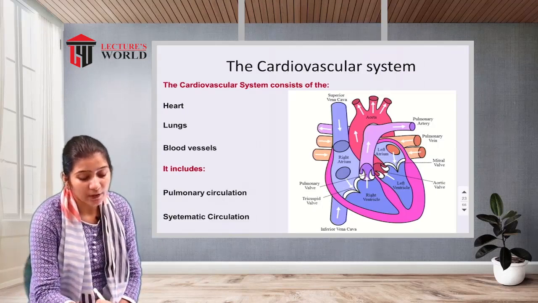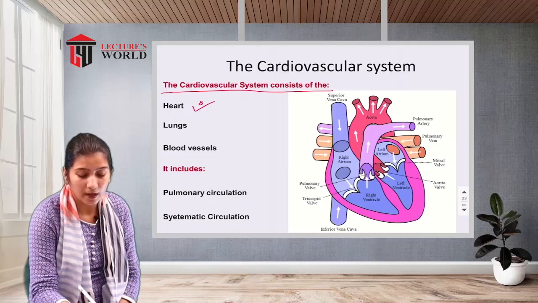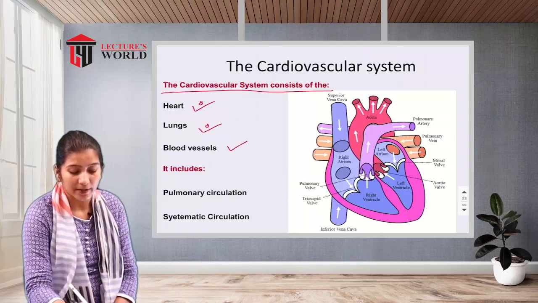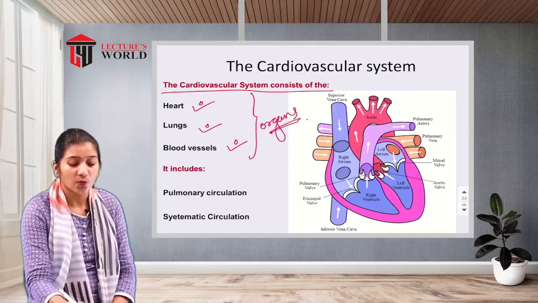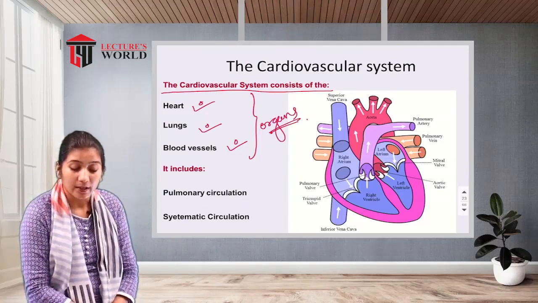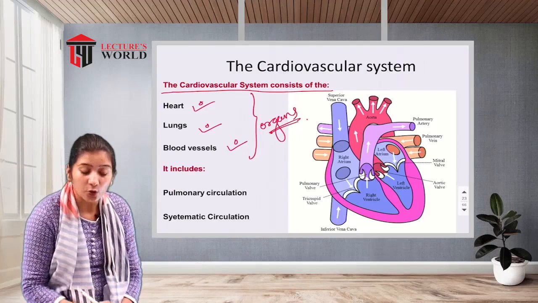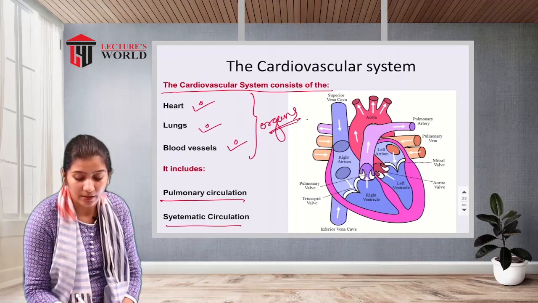Now the cardiovascular system consists of the heart, lungs and blood vessels. So these 3 organs form the whole cardiovascular system. And the cardiovascular system includes 2 types of circulation, that is the pulmonary circulation and the systemic circulation.